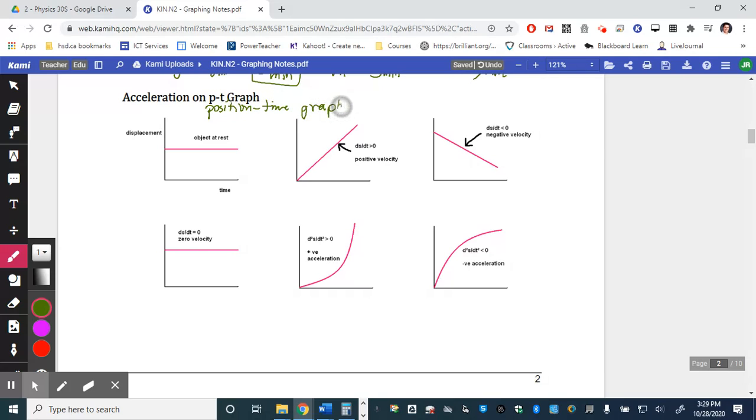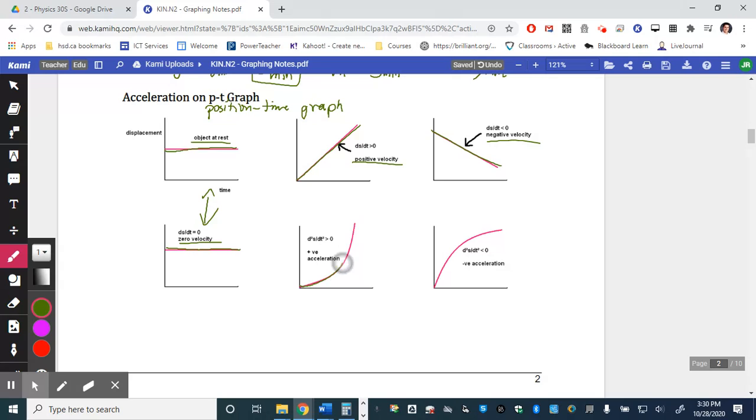Okay, that's what PT graph stands for. Sometimes it's DT, for displacement-time. They're the same thing. If the line is flat, the object is at rest. If the line is going up like this, it's a positive velocity. Going down, this is a negative velocity. If it's flat, it's zero velocity, right? These are the same. They're at rest.